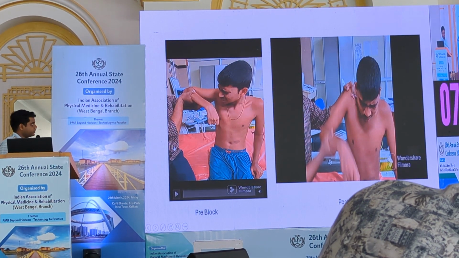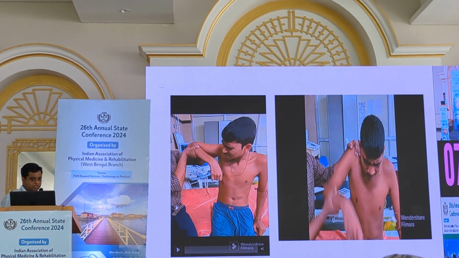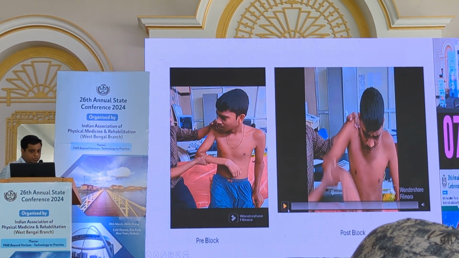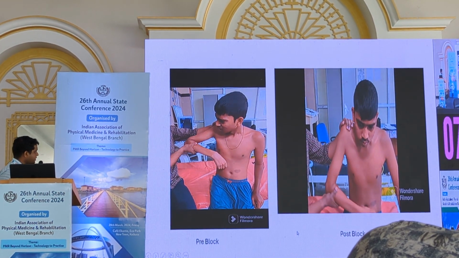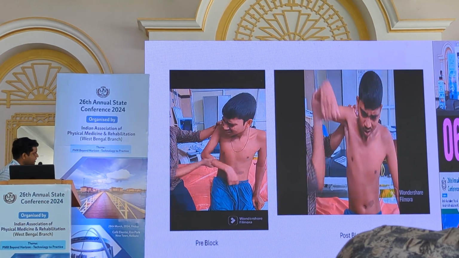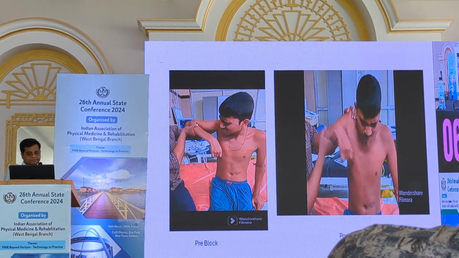So what is the effect of these diagnostic nerve blocks on the patient? Previously, we could abduct the arm only up to 90 degrees, but after giving these two blocks, we can easily abduct the arm overhead. Even the pain component has disappeared significantly.